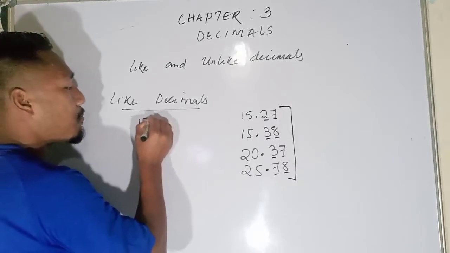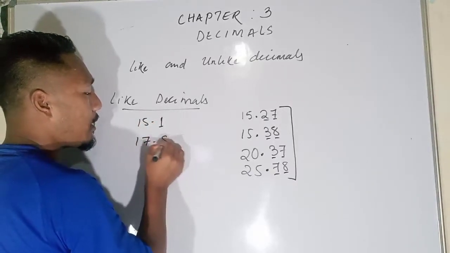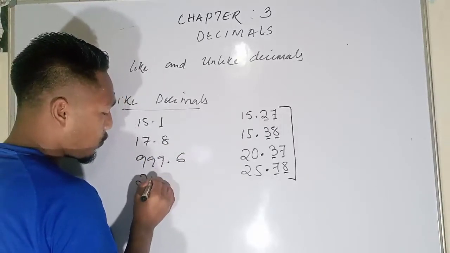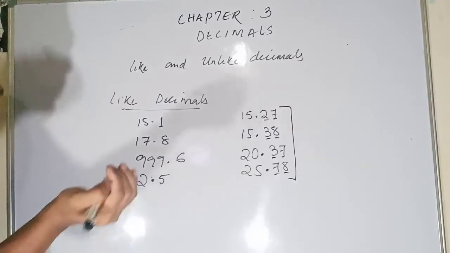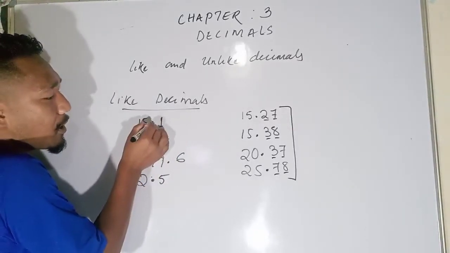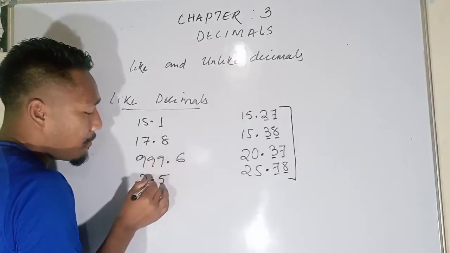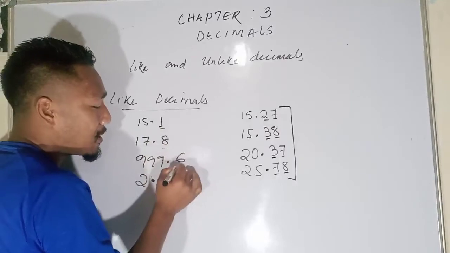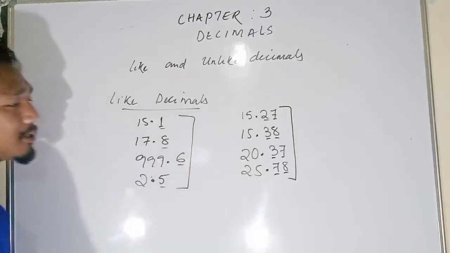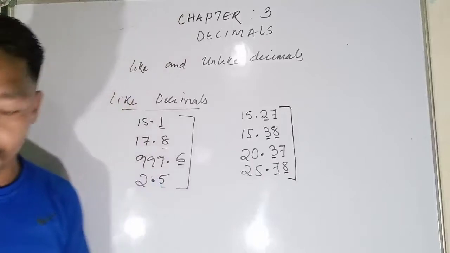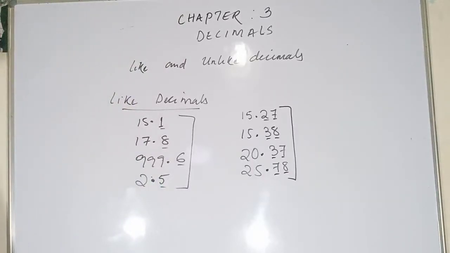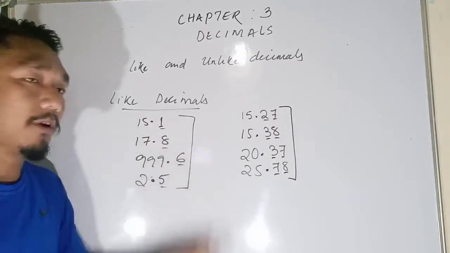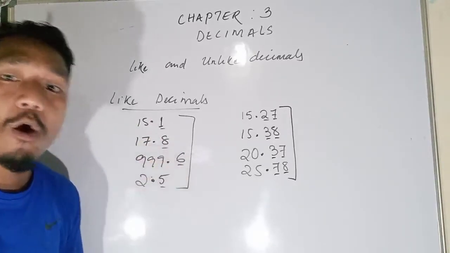Now if we talk about 15.1, 17.8, 99.96, 22.5: the number in front of the point doesn't matter. How many digits it has doesn't matter. But right after the point, if they have only one digit, then such numbers are considered like decimal numbers, because after the point we have only one digit in each.